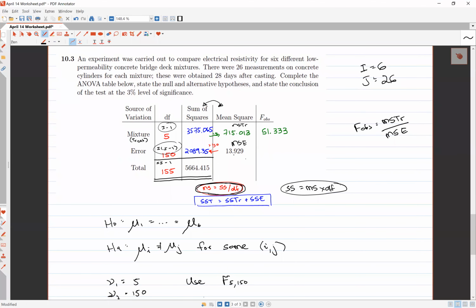There'll definitely be an example comparable to this one on the homework. So it'll give you another opportunity to develop a feel for structuring this table and all the different components.